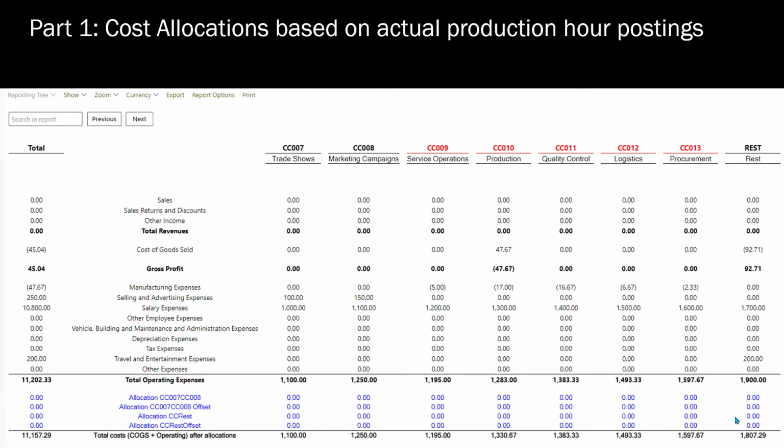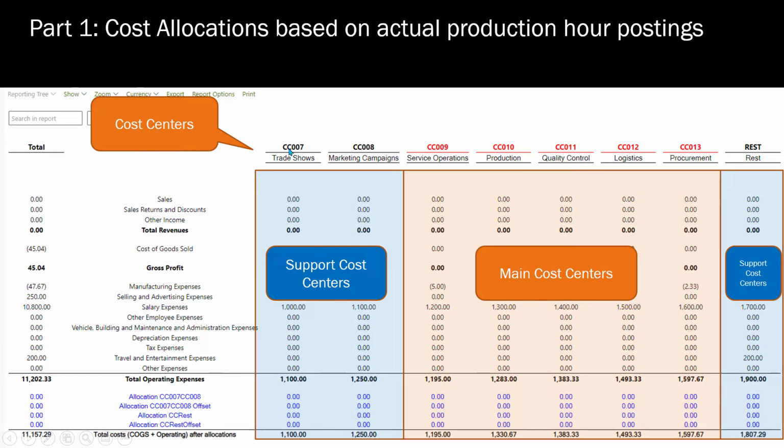The example that I prepared is from the USMF demo company. So here on top we have the cost centers. I classified them. I said the blue ones here, they are supporting cost centers, like trade, marketing, and some others. And the red ones, they are the main cost centers.